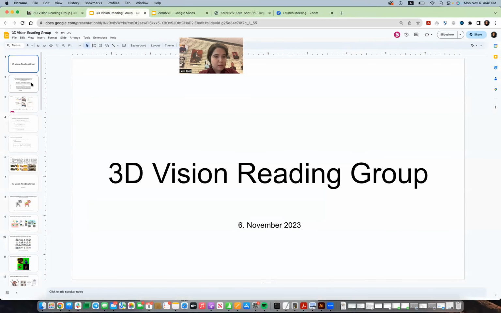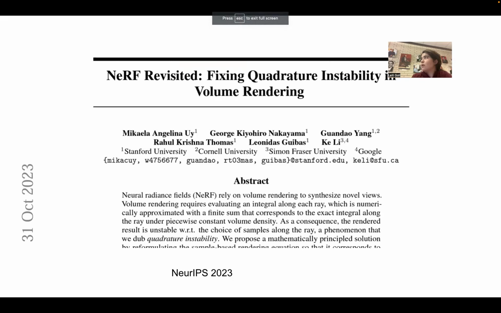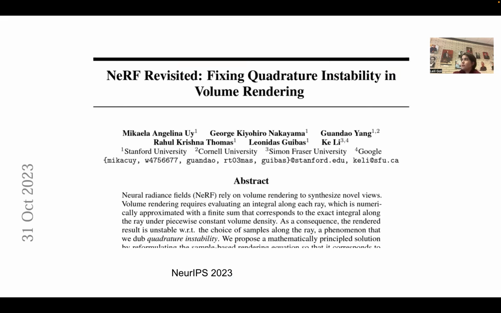Okay, so for the other paper that we're covering today, it's going to be a short paper. It's called NeRF Revisited: Fixing Quadrature Instability in Volume Rendering. It's from a Stanford lab, and it was released last week, but it's about NeRF, a 2020 paper.